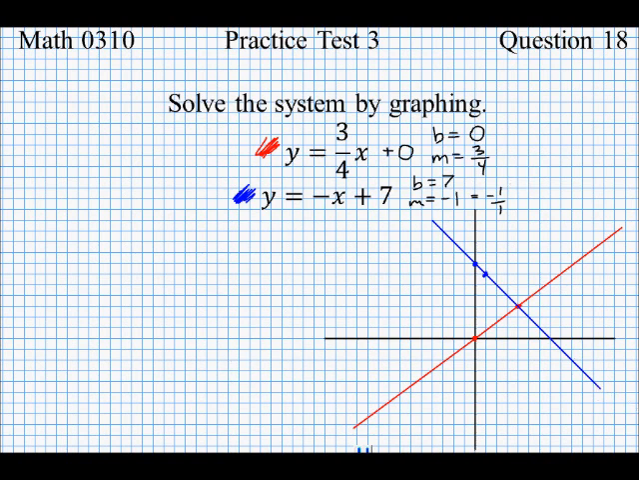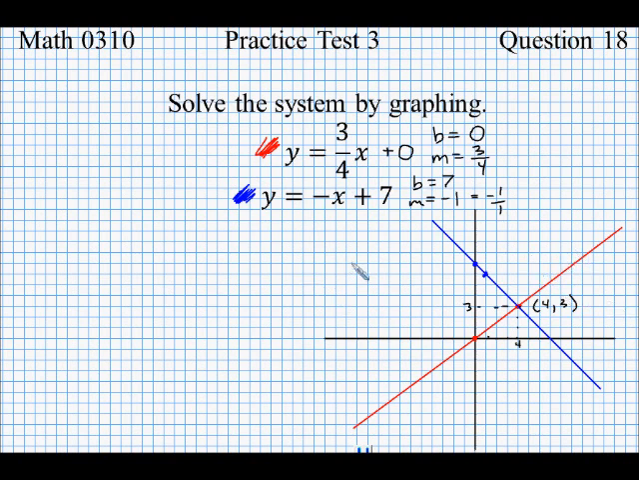And so now we look at which system in the choices matches up best. We see that our point of intersection, first of all, is at over 1, 2, 3, 4, and up 1, 2, 3. So this is an x-coordinate of 4, and a y-coordinate of 3. So our intersection point should be 4, 3. If we look at the choices, A through D, the only one that has an intersection of 4, 3 is choice D.